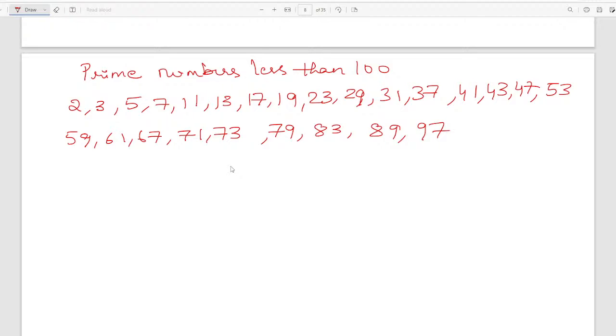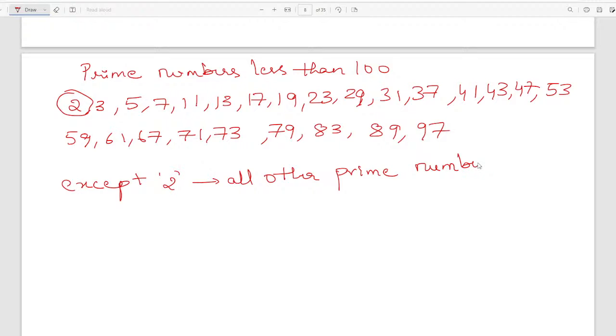And if you observe here, except 2, all other prime numbers are odd numbers.